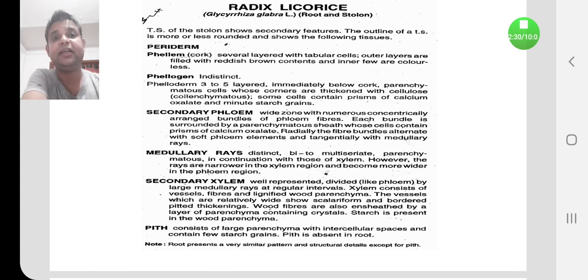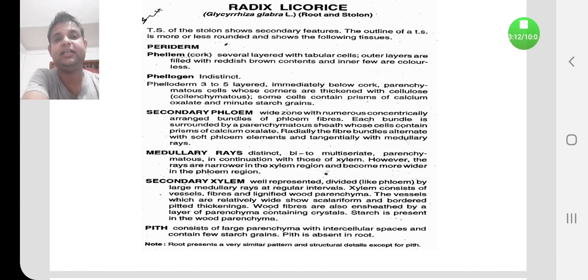Next is phellogen. Phellogen is indistinct. Maybe one or two cellular layers are there, but it is indistinct. Next is phelloderm. Phelloderm is very distinct, at least 3 to 5 layers of cells immediately after the cork are clearly visible. They are parenchymatous cells whose corners are thickened with cellulose, which means they are collenchymatous in nature. Some cells contain prisms of calcium oxalate crystals and a very minimal quantity of starch grains. So this is regarding the phelloderm.